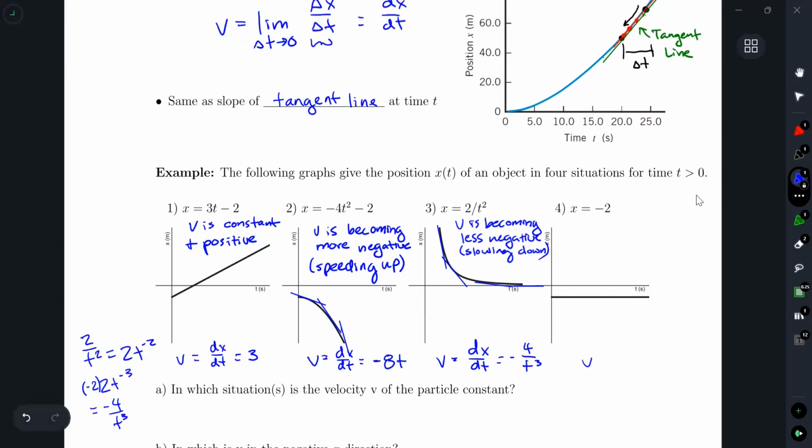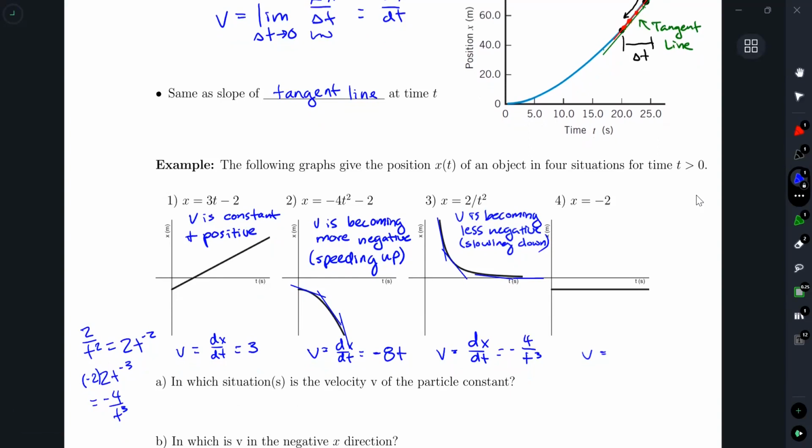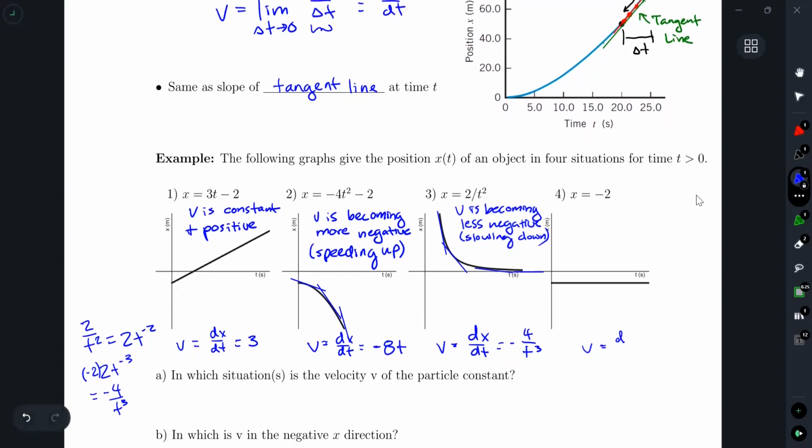Okay, and last one. I saved you a nice one as a break from those middle two. It's 0. Yeah. So derivative of a constant is 0. And all that's saying is, what is the slope of a flat line? It's 0. There is no change in position in this case. This thing is always stationary.